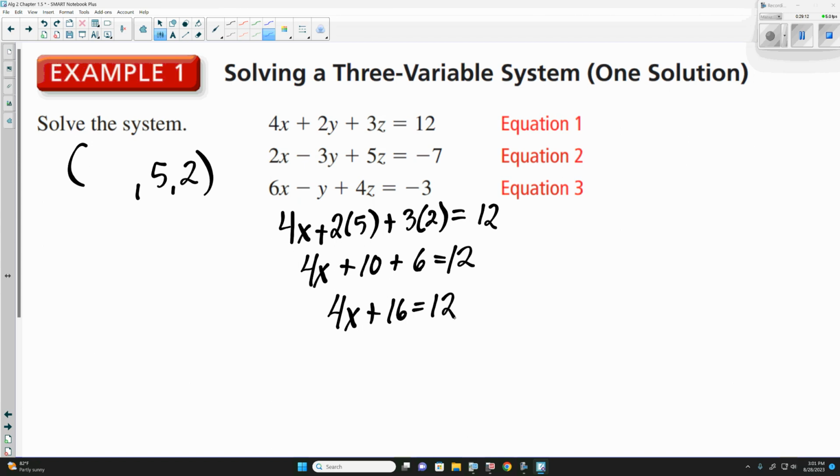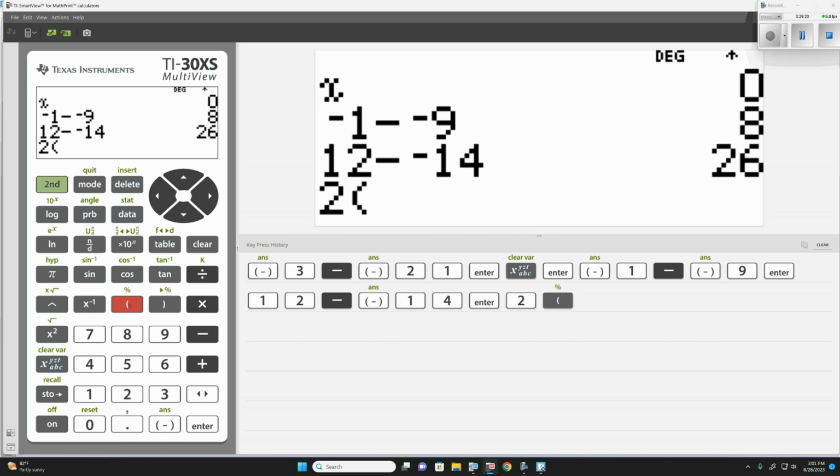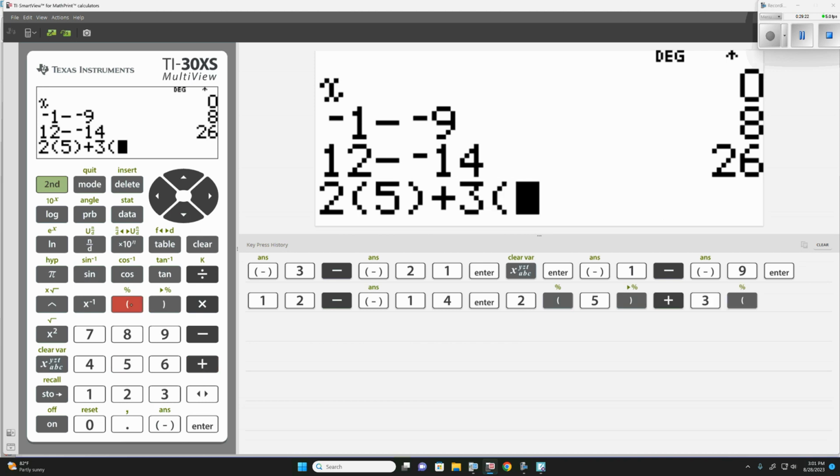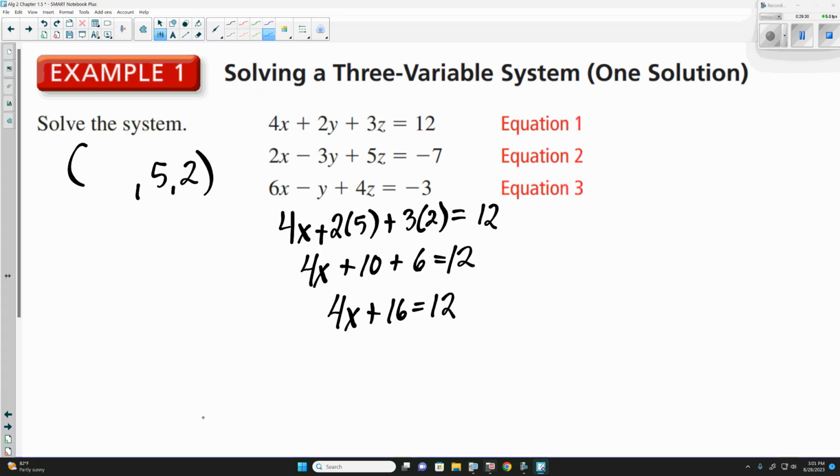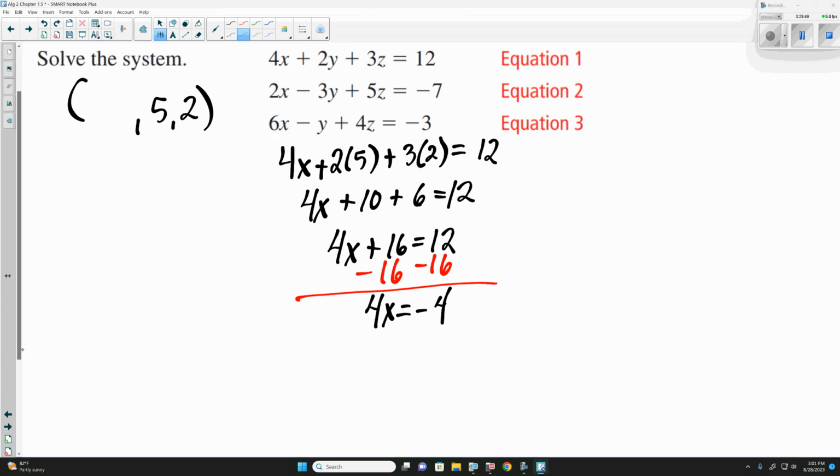Could I have typed 2 times 5 plus 3 times 2 in the calculator? Two times 5 plus 3 times 2. Enter. So instead of multiplying and then combining, I could have just let the calculator do it all for me. Either way works. Now what we need to do next is to get x by itself. So we would subtract 16, telling us 4x is equal to -4.